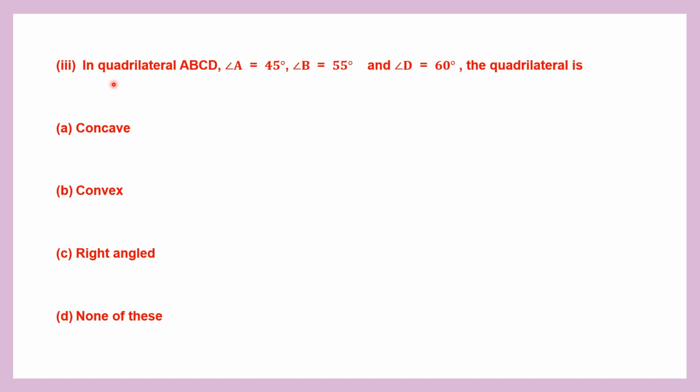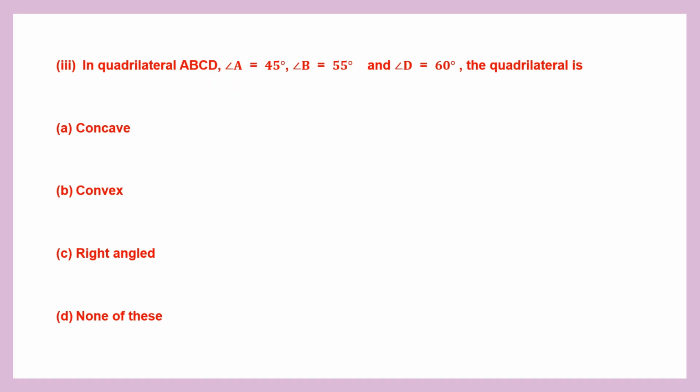Question 3. In quadrilateral ABCD, angle A is given, angle B is given, angle D is given. Now the question is, the quadrilateral is which kind? Is it concave or convex or right angled, or is it none of these? Now first of all, what is a quadrilateral? It is a four-sided figure. So there are four sides, four angles, and now here three angles have been given. So one angle is missing. And we also know that the sum of the interior angles of a quadrilateral is equal to 360 degrees.